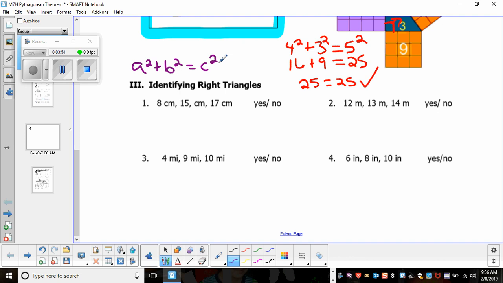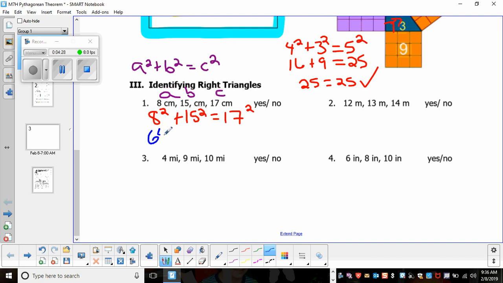And I'm going to look at the given sides here. This is going to be my A, this is going to be my B, and this is going to be my C. Remember, C is unique, it's the longest side, and it's the hypotenuse. So to verify whether or not this is a right triangle, I'm going to take 8, I'm going to square it, I'm going to take 15, and I'm going to square it, and I'm going to take 17, and I'm going to square it. If 8 squared plus 15 squared equals whatever 17 squared is, then it is a right triangle. So I'm going to use my calculator if I need to.